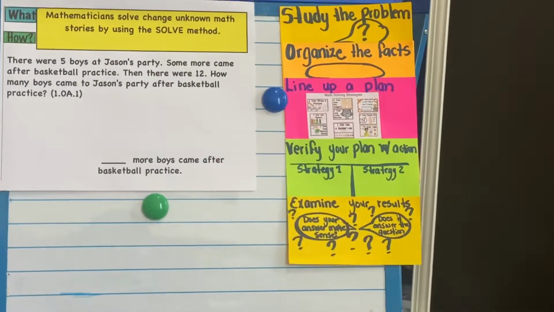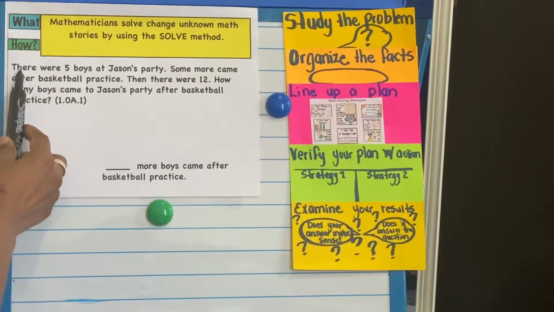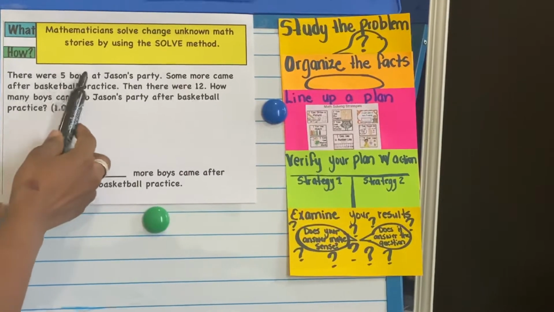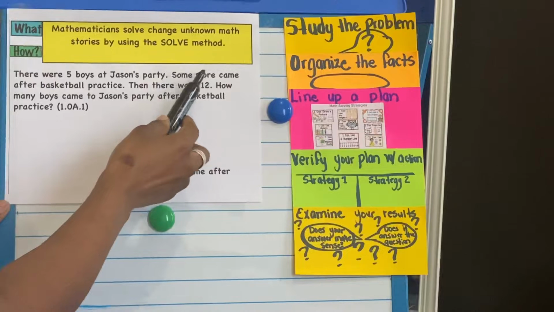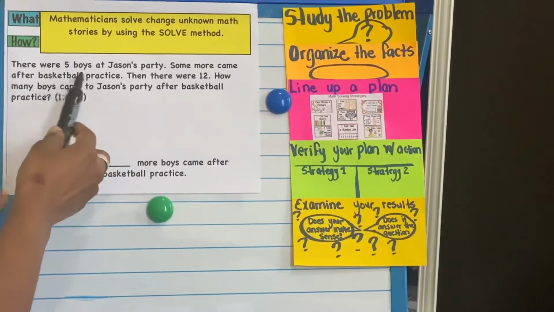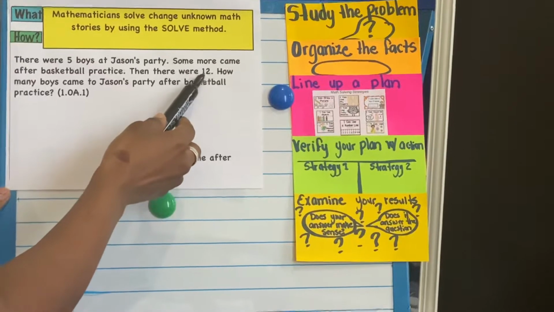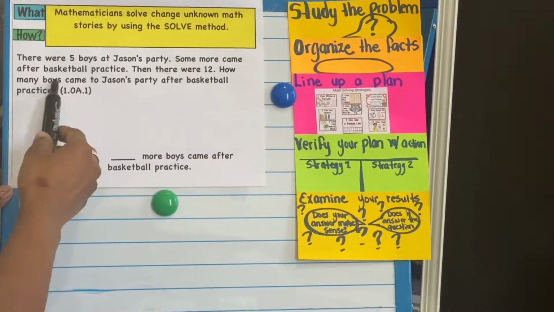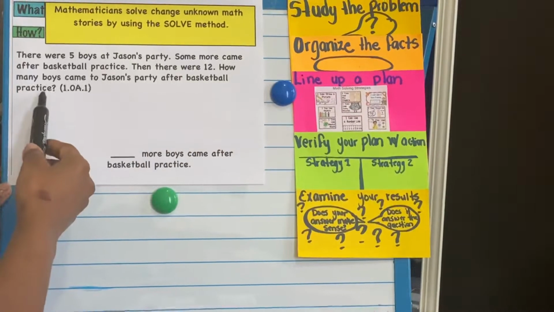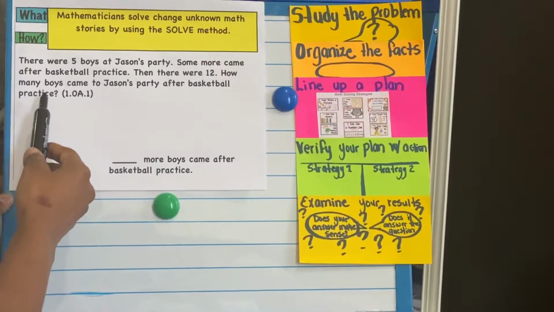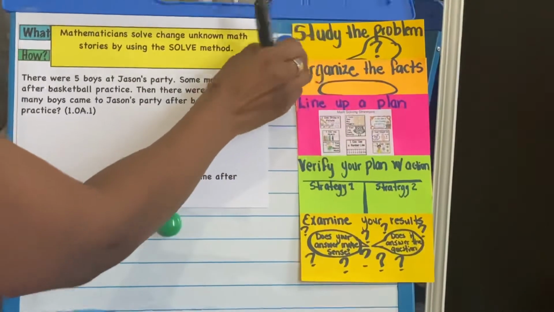Read the problem with me. It says, there were 5 boys at Jason's party. Some more came after basketball practice. Then there were 12. How many boys came to Jason's party after basketball practice? So, the first step tells us to study the problem.